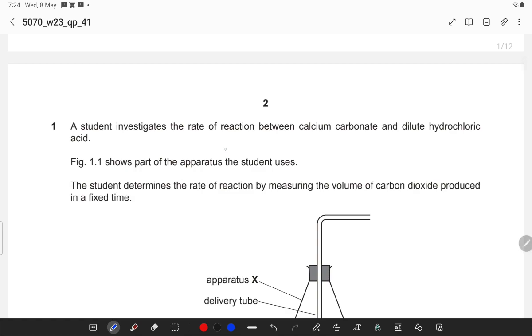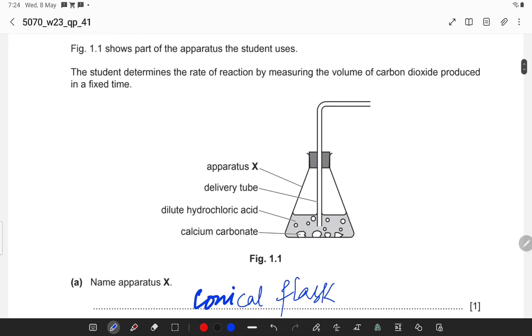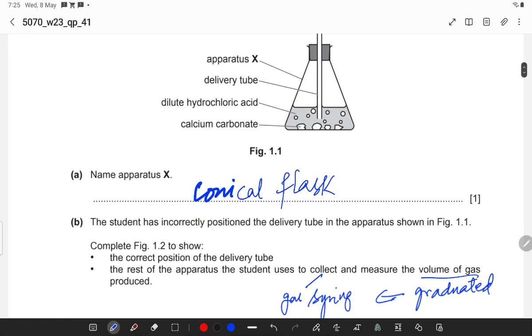A student investigates the rate of reaction between calcium carbonate and dilute hydrochloric acid. Figure 1.1 shows part of the apparatus the student uses. The student determines the rate of reaction by measuring the volume of carbon dioxide produced in a fixed time. Name the apparatus X, that is the conical flask.